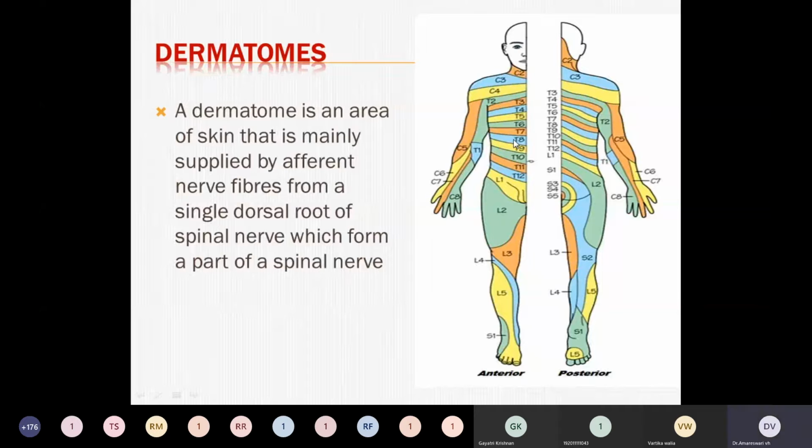Before going to the sensory system examination per se, all of you should know the dermatomal supply of the sensory nerves. See in the calf, where L5 is supplying, where S1 is supplying, where L3 is supplying. This is a must to be a doctor.